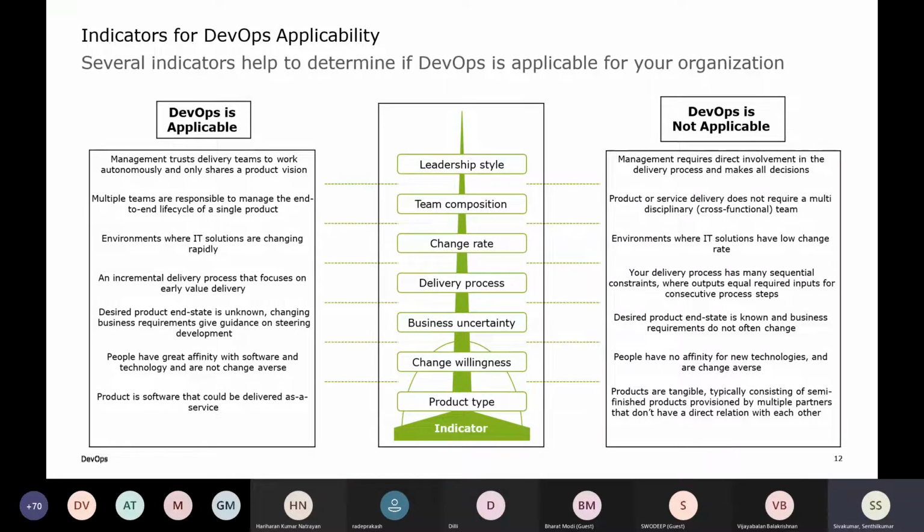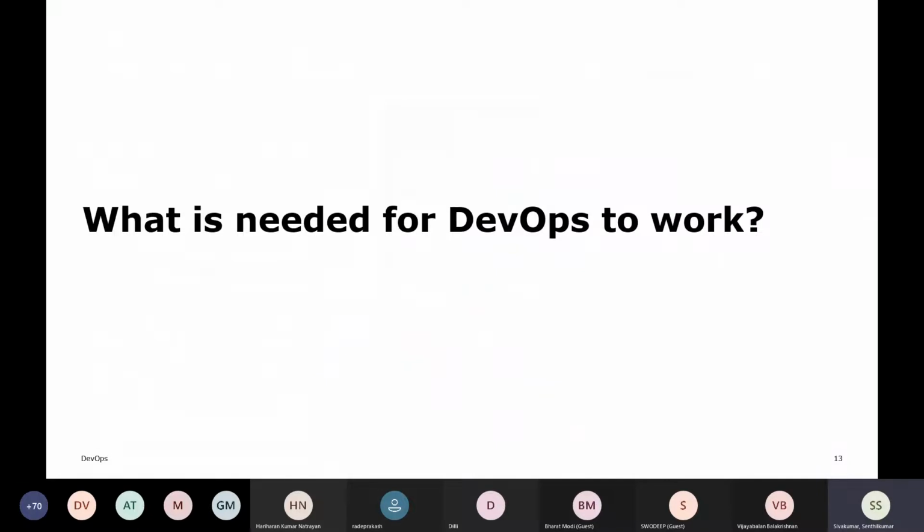So what is the need for DevOps to work? From here onwards, it's a very important topic. The previous things we covered were the DevOps definition, principles, best practices, followed by the evaluation of DevOps. And then we discussed the best practices of the four stages, and based on that, we will compare with the indicators. Now you have a fair idea. If my organization is ready to adopt DevOps, what is the first thing that comes to your mind? What is needed for DevOps to work?